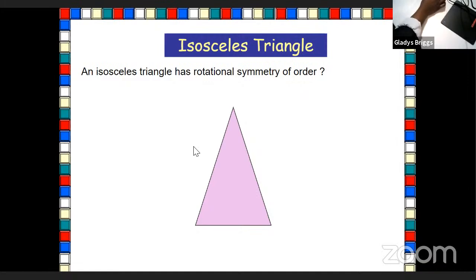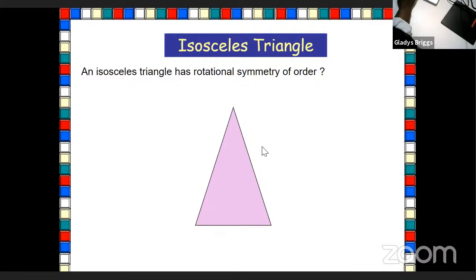I feel that it will be 2 times. I feel that at 180 degrees, it would have come. No, it won't. It will be facing the other direction. No, it won't. It will be 1 time. Yeah, the boys are right. It will be 1 time, because every time you turn it, it will be facing a different direction.